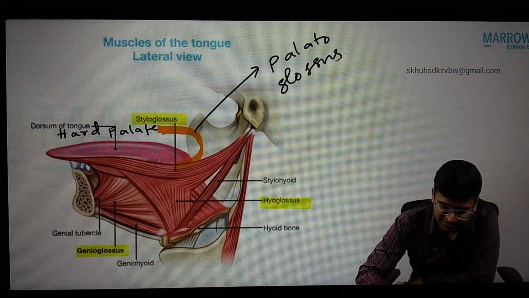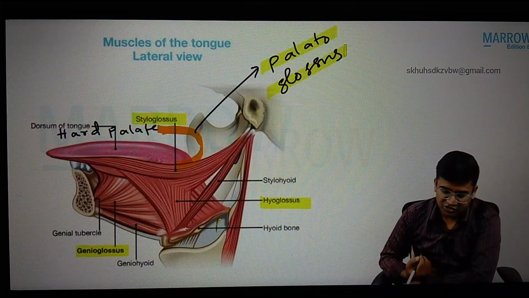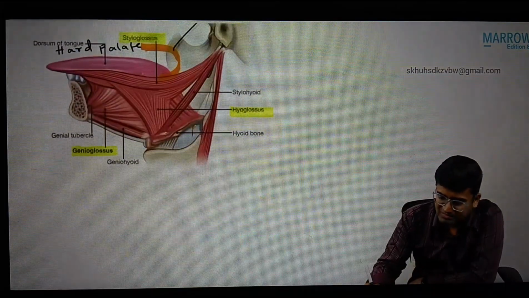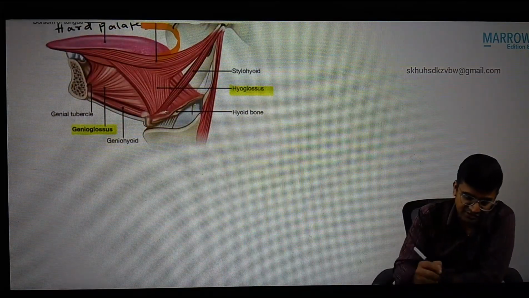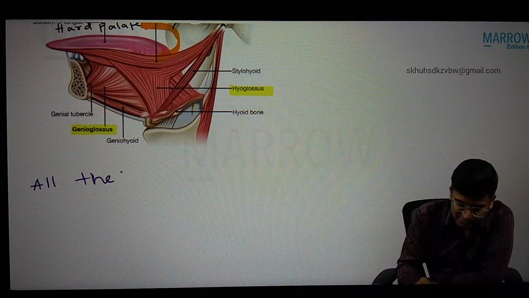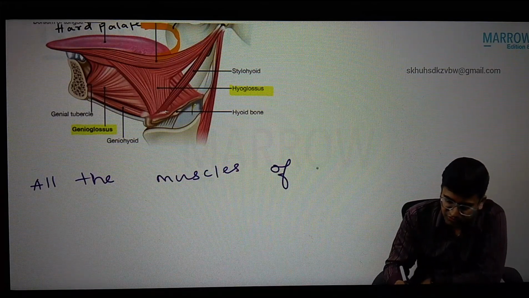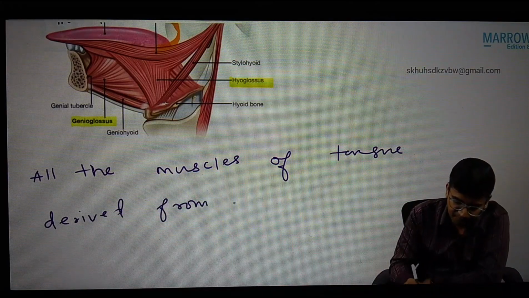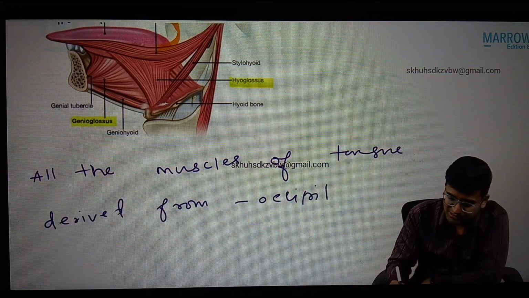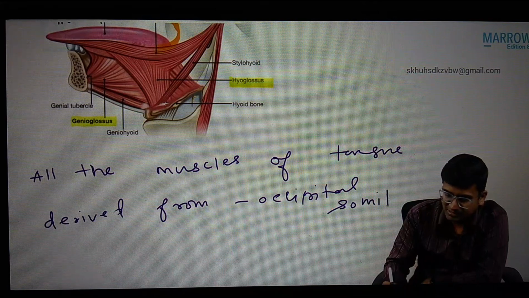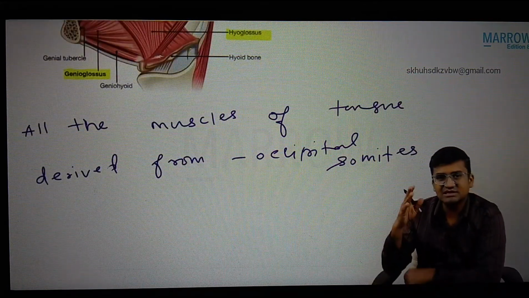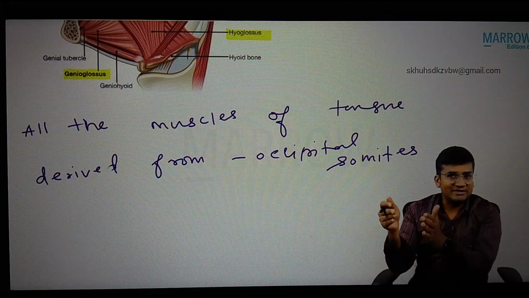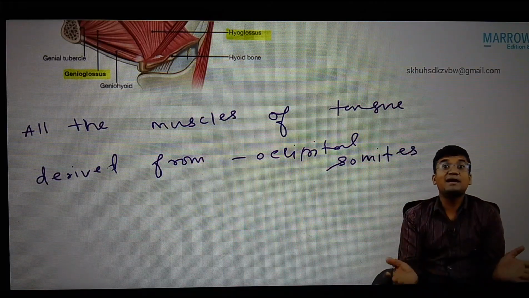So we have four muscles of the tongue: genioglossus, hyoglossus, palatoglossus, and styloglossus. Now all these muscles are derived from occipital somites, except the palatoglossus muscle. The palatoglossus muscle is the connecting muscle between the palate and the tongue, so it is not a true tongue muscle. It is taking origin from the palate group.